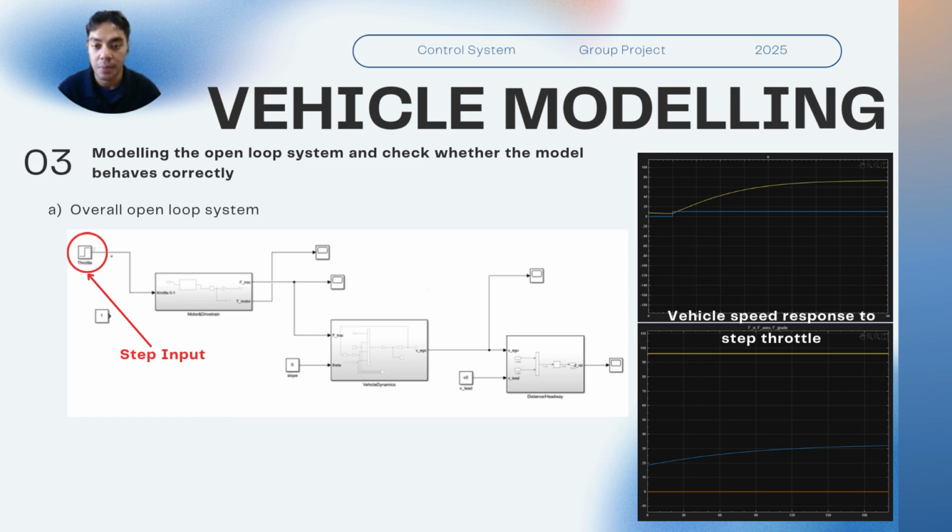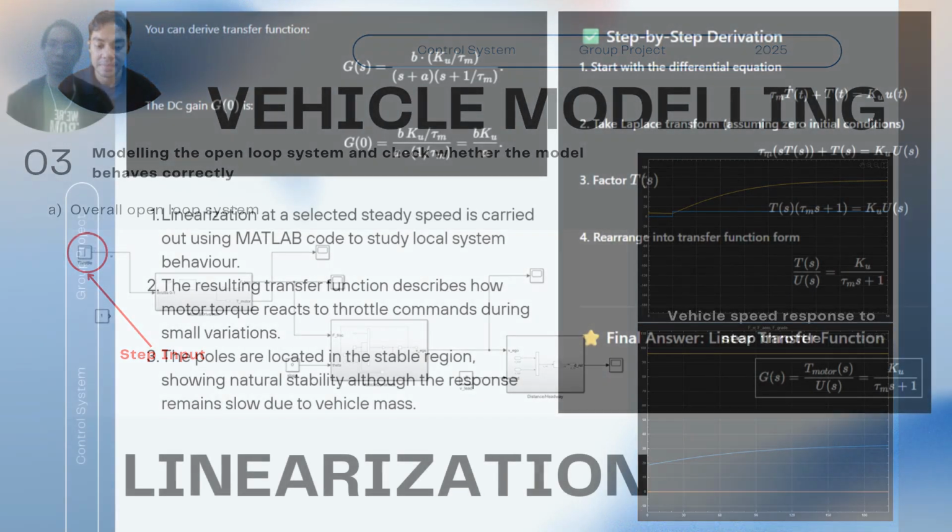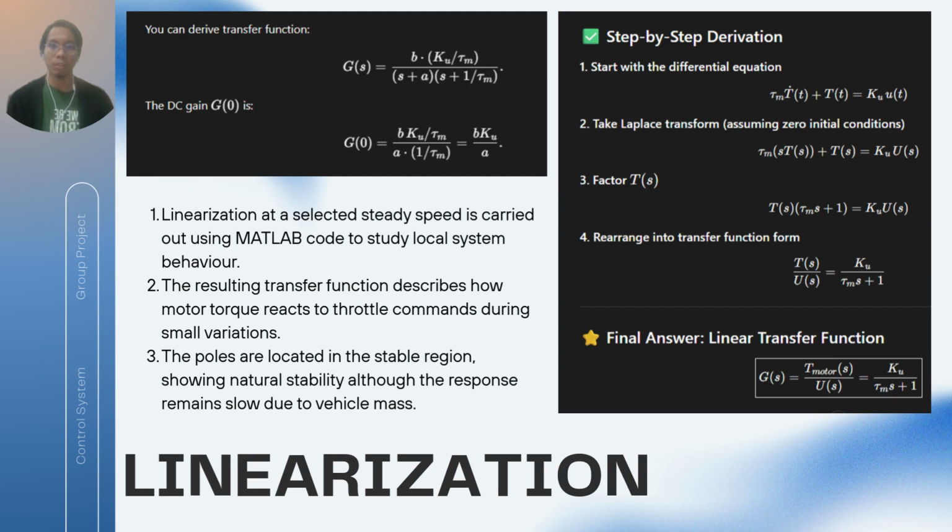Next, we look at the stability of our system around the operating point. I will now hand over this presentation to the next presenter who will cover the linearization and also the controller design. To understand the local behavior of the system, we perform a linearization at a chosen steady speed using MATLAB code. The result gives us a transfer function that represents the behavior of the motor torque in response to a throttle input. The poles from this transfer function lie in the stable region, which means the system is naturally stable.